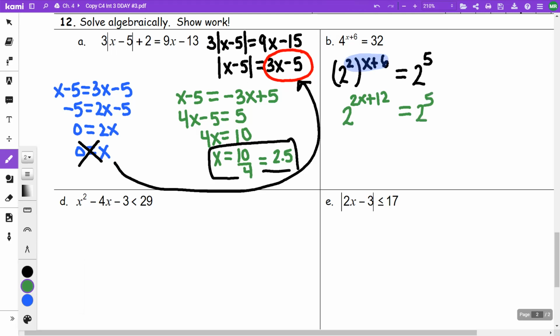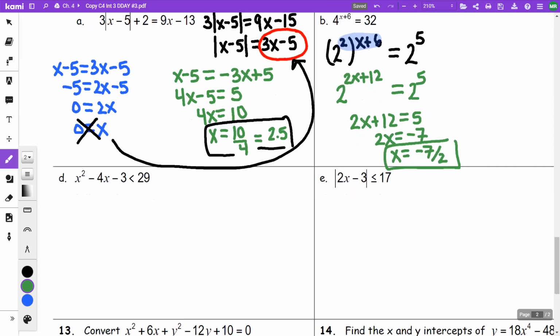So when my bases are the same and they're equal to each other, then the exponents have to be equal. So 2x plus 12 has to equal 5. So 2x is equal to a negative 7. X is equal to a negative 7 halves. And that's our answer.